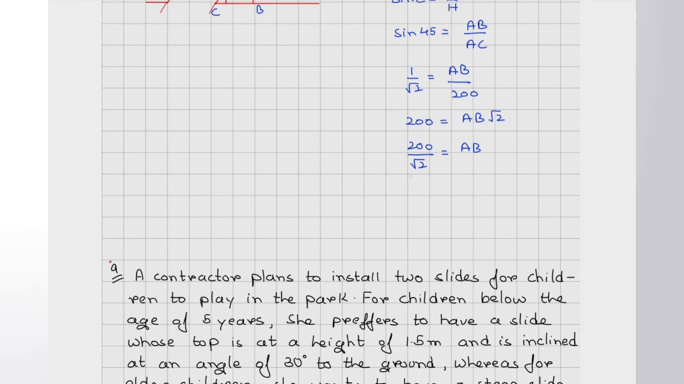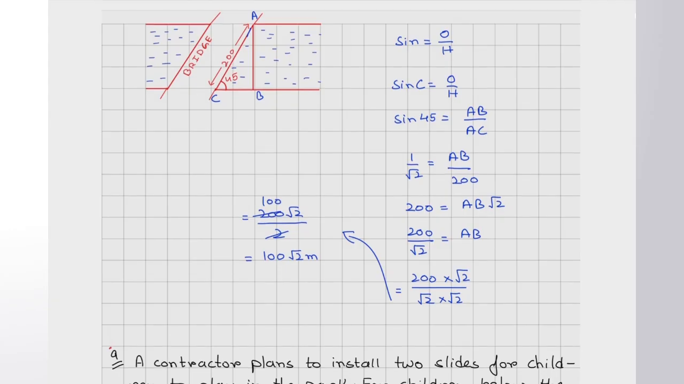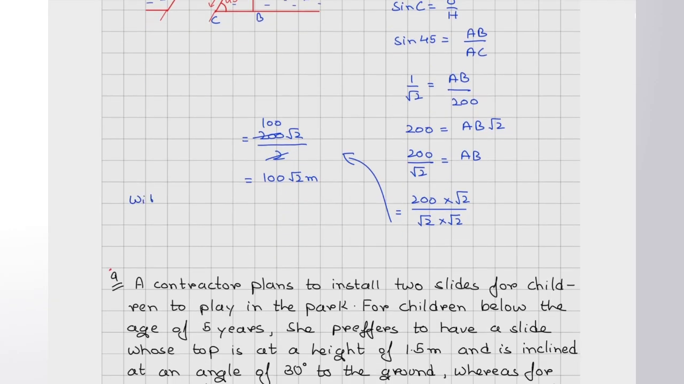Now rationalizing the same, 200 into root over 2 by root over 2 into root over 2. Let me do the sums here. After this, 200 root over 2 by 2, so 100. 100 root over 2 is our answer, in meters. The width of the river is equal to 100 root over 2 meters.